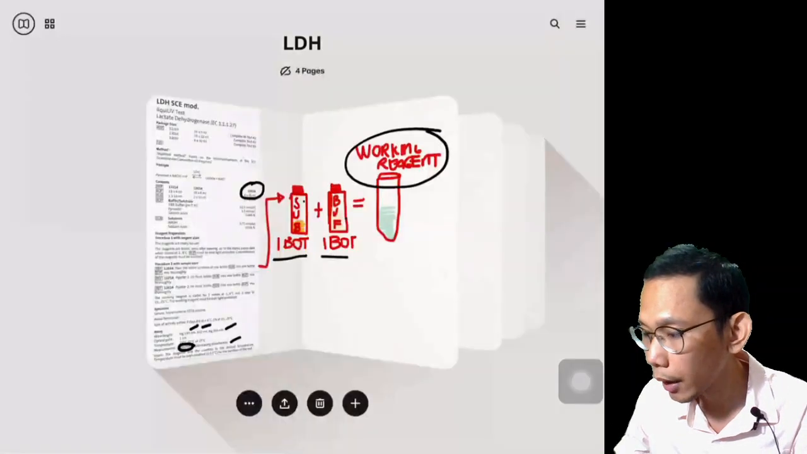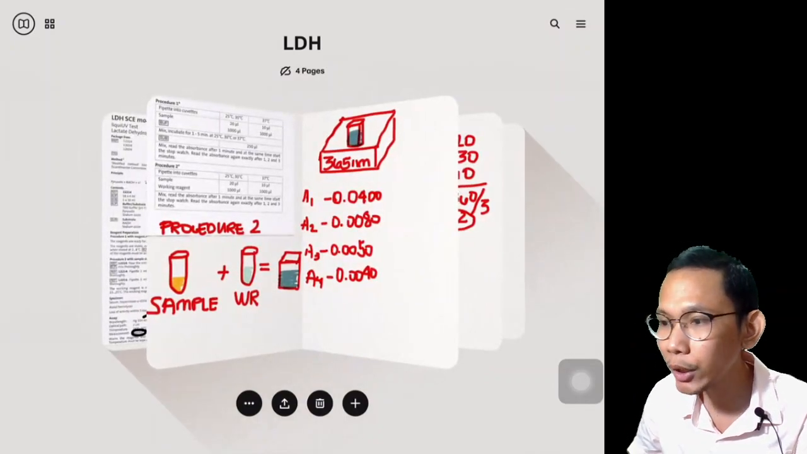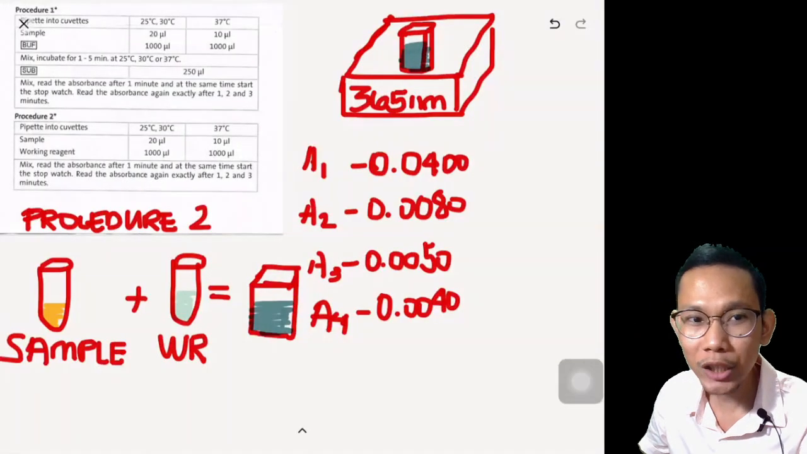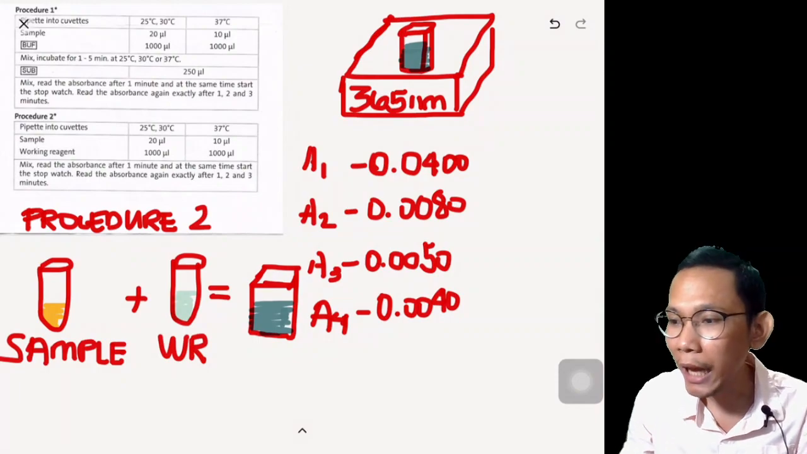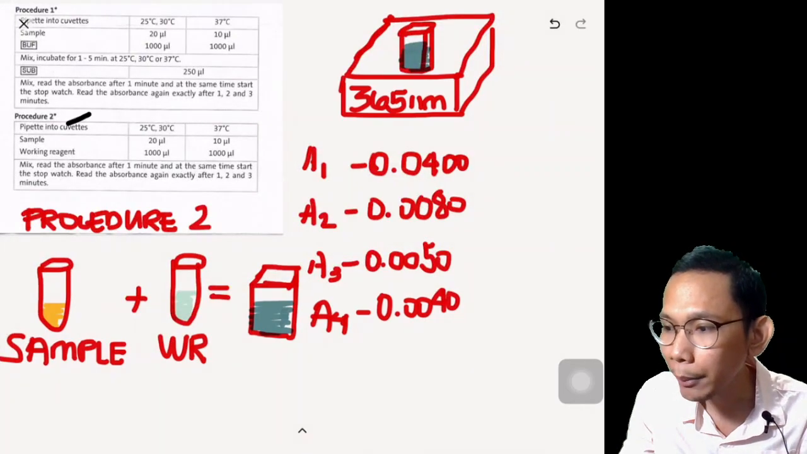Next, we now have our working reagent. Now, let's proceed with this one. Which procedure did we choose? We chose procedure number 2. Procedure number 2 is what we used, guys.